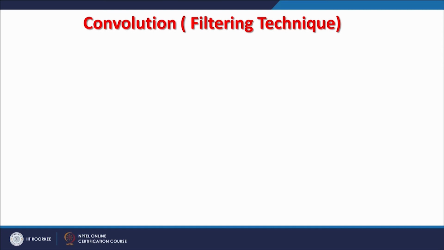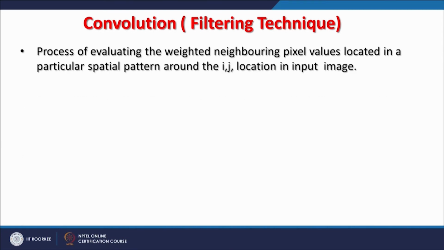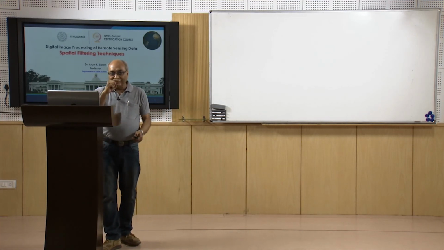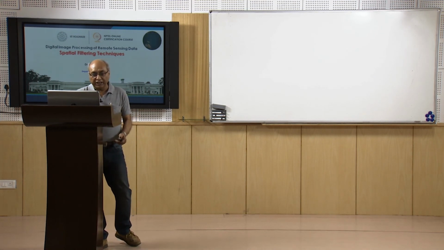Now the convolution filtering technique, the process can be defined as the process of evaluating the weighted neighboring pixel values located in a particular spatial pattern around the ij location in the input image. And the technique is this mask, this roving window, the convolution filter will move over each pixel, will take the values of surrounding pixels depending on the weight which has been assigned to individual cells of this mask.